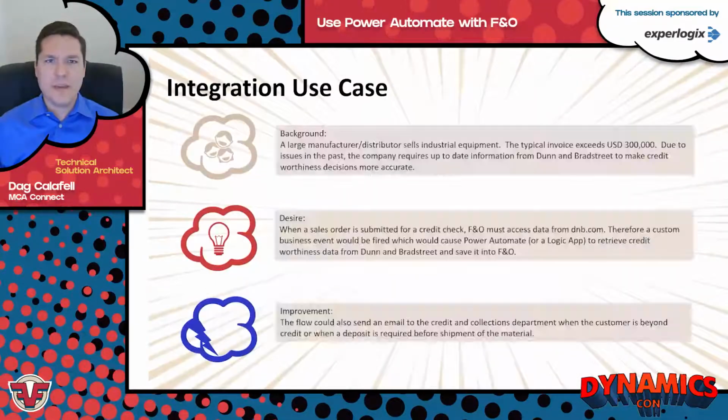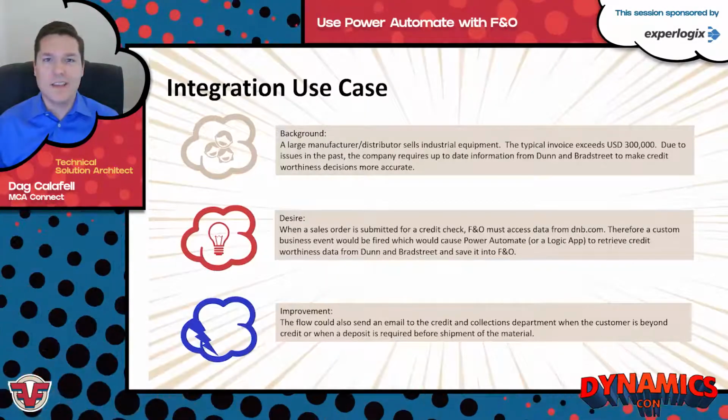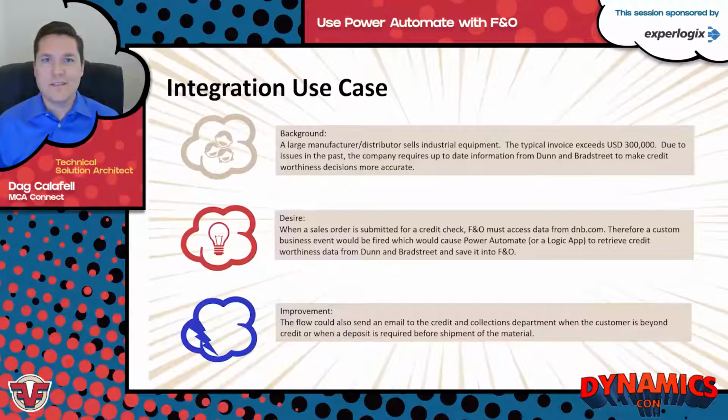I had mentioned briefly that Power Automate or Logic Apps can be used as an integration or interface tool. So I wanted to throw this out here. There's a use case that I've seen before. A large manufacturer distributor sells industrial equipment, and that typical invoice exceeds $300,000. So it's important that the customers are paying on time and that there isn't too much credit afforded to the customers who may have millions and millions of dollars outstanding.